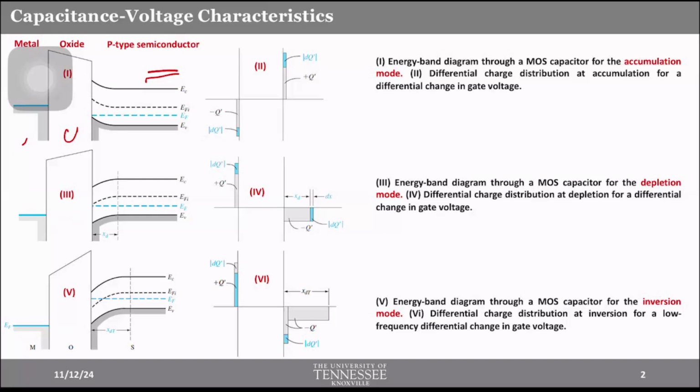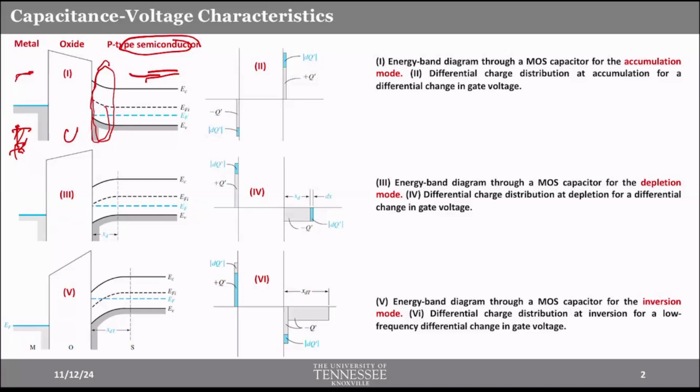So, when we apply a negative voltage at the metal layer, what happens? Since this is a p-type semiconductor, we have an abundance of holes, a lot of holes. When we apply a negative voltage here, the negative voltage attracts all the holes from the substrate, and those holes accumulate in these regions, right? That's why it is called the accumulation region.